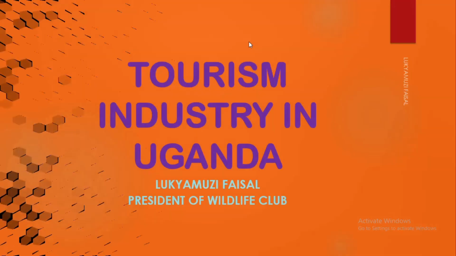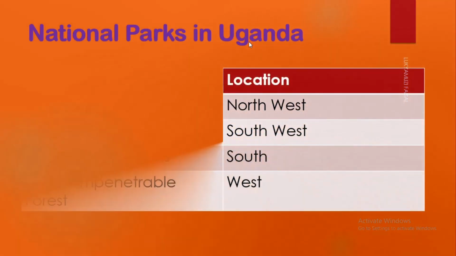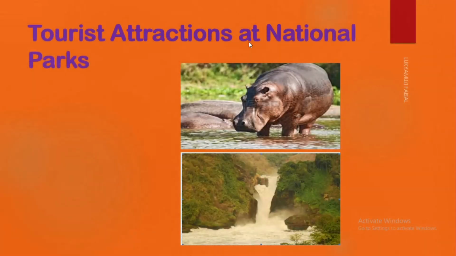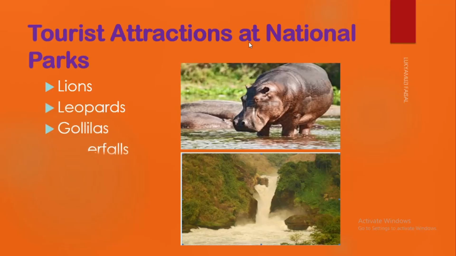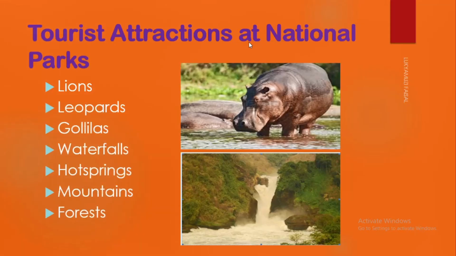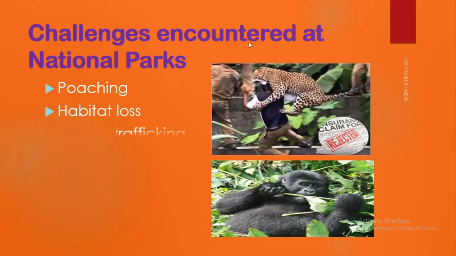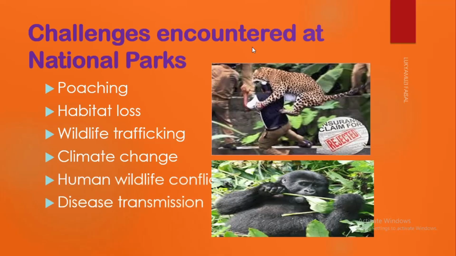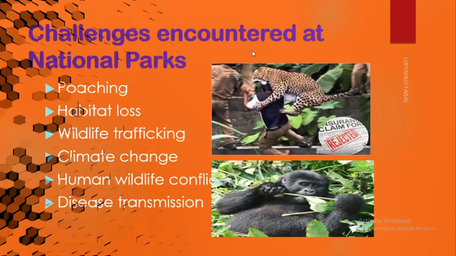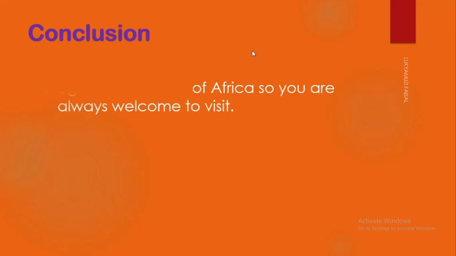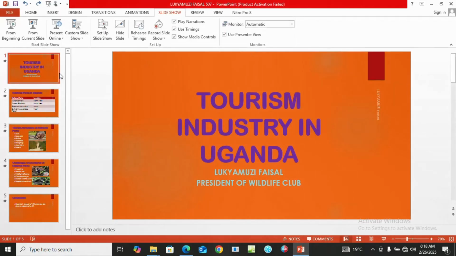Present for the club. You're just trying to go through the slideshow. National parks in Uganda. Good. That's good. The transitions. These are the two other transitions. As you can see, the images are started very well. Then challenges encountered at national parks. There comes. So you can always try to organize your slides, and at the conclusion, Uganda is a part of Africa. So that is how your slides will look like.